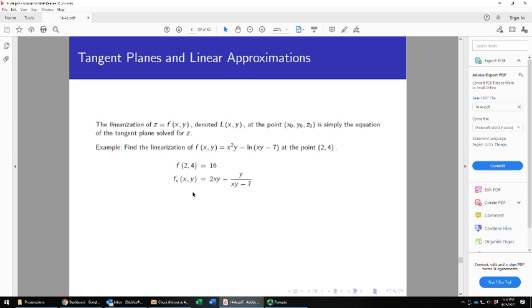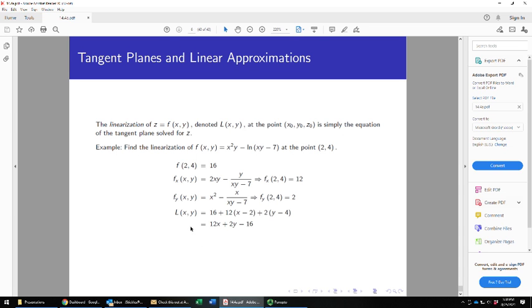Partial with respect to x, 2x times y minus 1 over the inside times the derivative of the inside. Derivative of xy with respect to x is y. Plug in the point 2, 4, we get 12. Do the exact same thing for y. Derivative of x squared y with respect to y is just x squared. Derivative of the natural log is 1 over the inside times the derivative of the inside. In this case, we're differentiating the y, so we're left with x. Plug in the point 2, 4, you get 2.